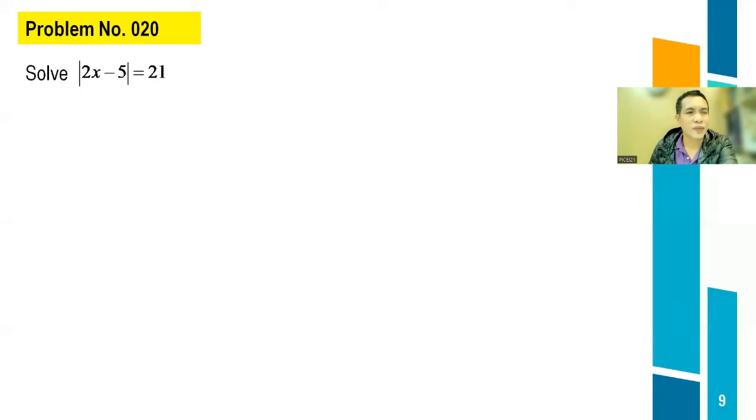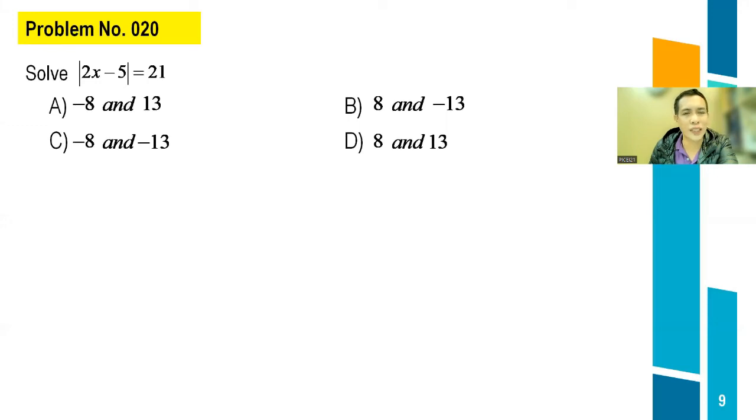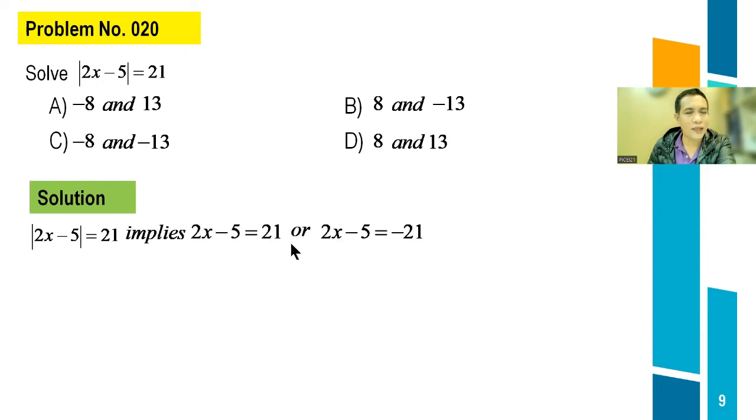Alright, let's proceed to problem number 020. Solve absolute value of 2x minus 5 is equal to 21. For the choices, we have A, negative 8 and 13, B, 8 and negative 13, C, negative 8 and negative 13, D, 8 and positive 13. For the solution, absolute value of 2x minus 5 is equal to 21. This implies 2x minus 5 is equal to 21, or 2x minus 5 is equal to negative 21.